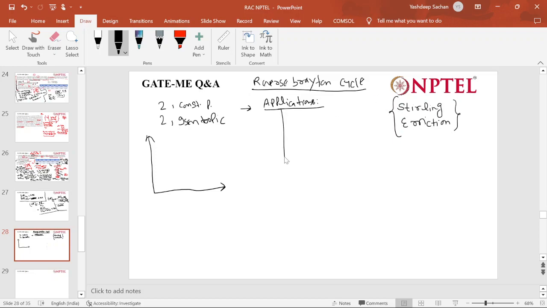Okay, so the application of this is the aircraft refrigeration system. Can you let me know any other application? One is gas liquefaction. Okay. So I will make the TS diagram and PV diagram for this.